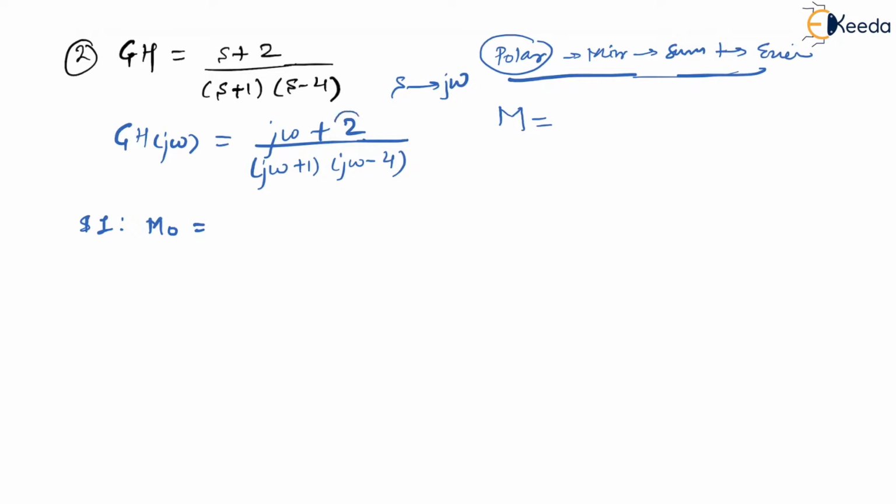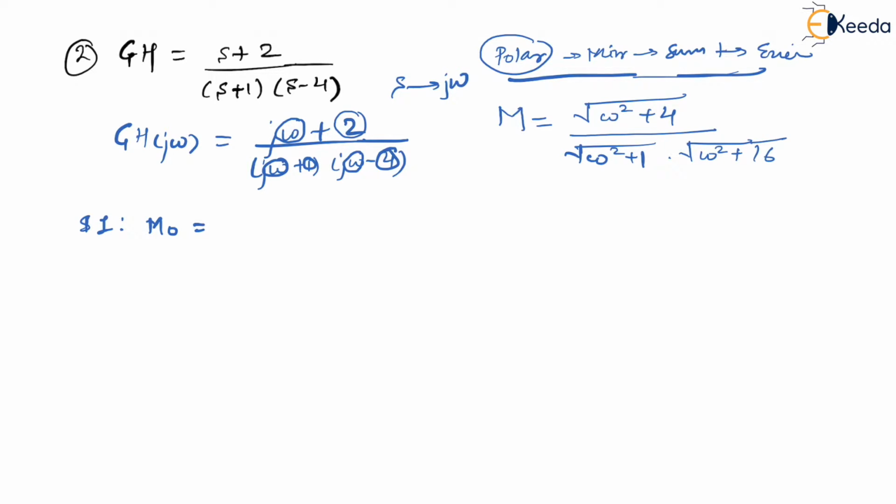If you see, this is the real part and this is the imaginary part, right? So it becomes under root of real part, which is 2, so it becomes under root of omega squared plus 4, right? Divided by under root of real part square plus imaginary part square, so it becomes omega squared plus 1. Again, under root of real part square plus imaginary part square, so it is 4 squared, and this is omega squared. So you get omega squared plus 16. Is that correct? Yes.